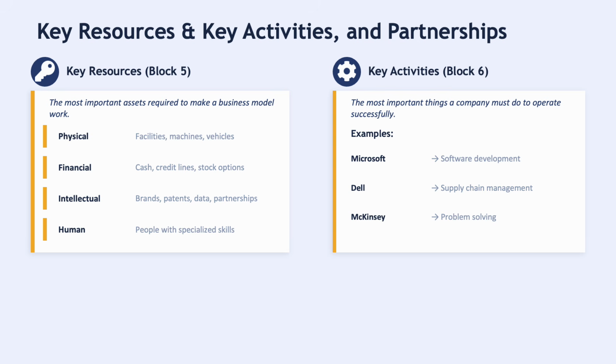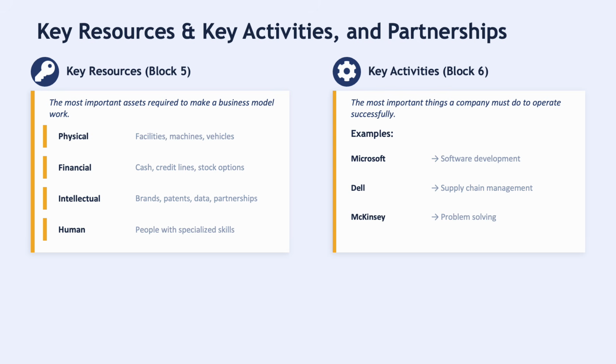Key resources are the most important assets your business must have. These fall into four categories: physical assets like factories or equipment, financial resources like capital and credit, intellectual assets like patents, brands, and data, and human resources, the people whose skills and knowledge make everything possible. What counts as a key resource depends entirely on your business model. A consulting firm's key resource is its people. For a coffee shop, it might be its location.